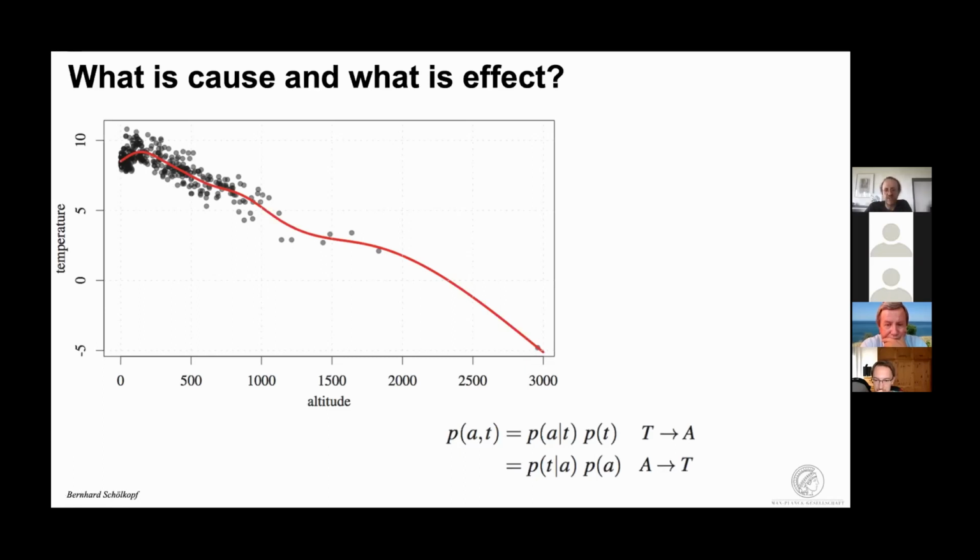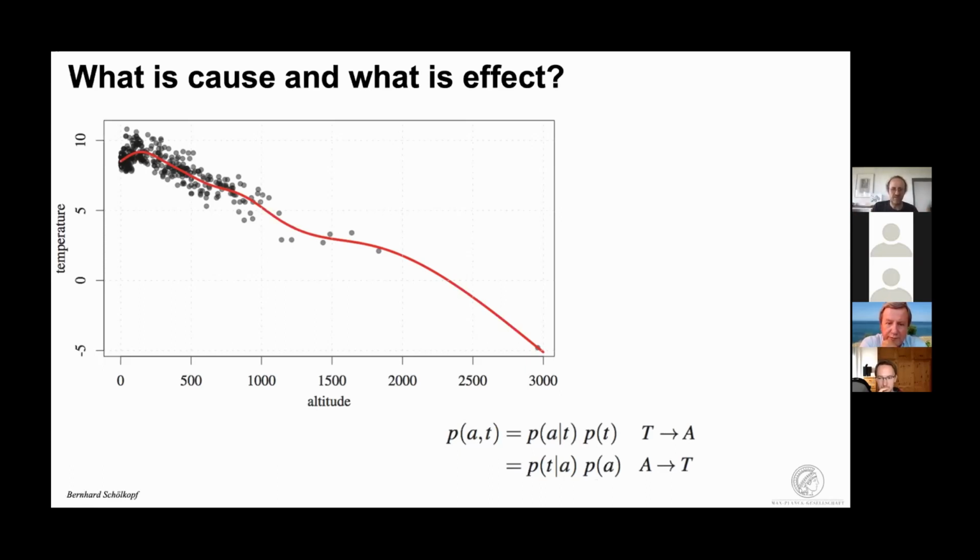And now you can ask the question, is altitude causing temperature, or is temperature causing altitude? Or maybe it's something else, but let's keep it simple. Let's assume it's one of those two, and we want to tell apart which one it is. If temperature causes altitude, then we would say that this is the correct, or the causal, factorization of this joint distribution. If altitude causes temperature, this would be the correct one. If this is the correct one, which it turns out to be, or approximately, then this would be the physical mechanism, and this would be just a mathematical factorization.